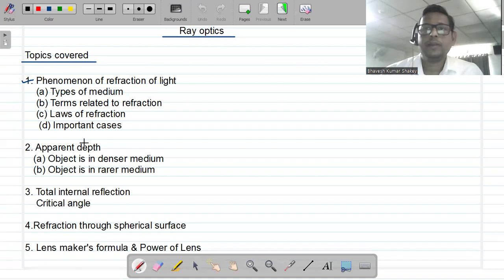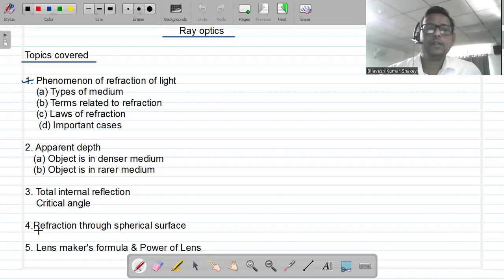Okay, in apparent depth we will study two cases: first is when the object is placed in denser medium, and second case is when object is placed in a rarer medium. Okay, now after that we'll take third topic, and third topic is total internal reflection, and in total internal reflection we will study about the critical angle.